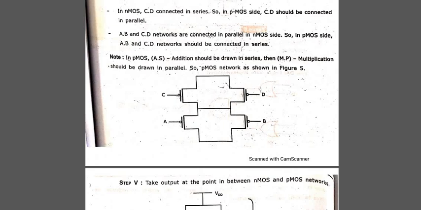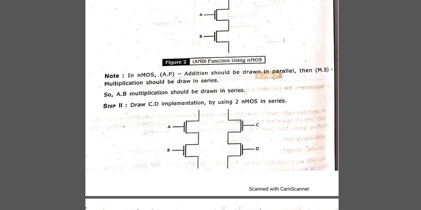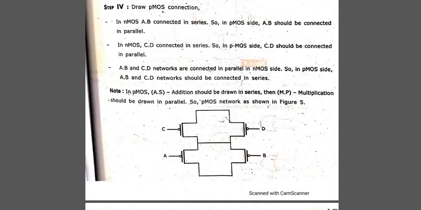When it comes to PMOS, see here this dotted one. For PMOS, the addition line should be in series and the multiplication line should be in parallel. It should be the opposite of NMOS. Yes, I hope you are clear. See the note over here: in NMOS the addition line is drawn in parallel and the multiplication line in series. In PMOS, the addition operation should be drawn in series and multiplication in parallel. So differentiating, whether you use an NMOS transistor or a PMOS transistor depends completely on you.